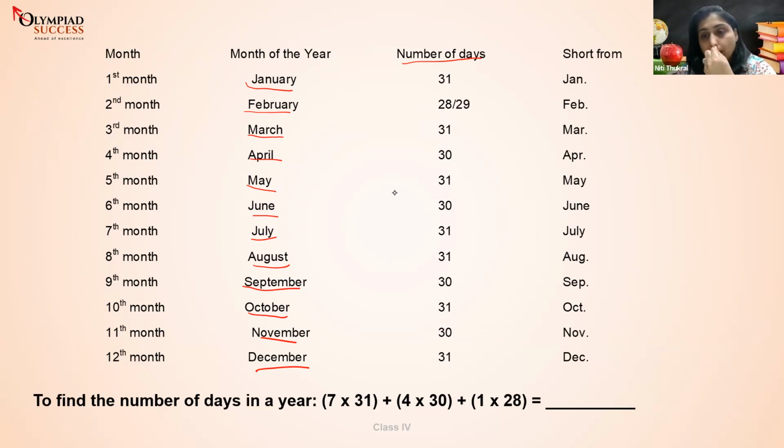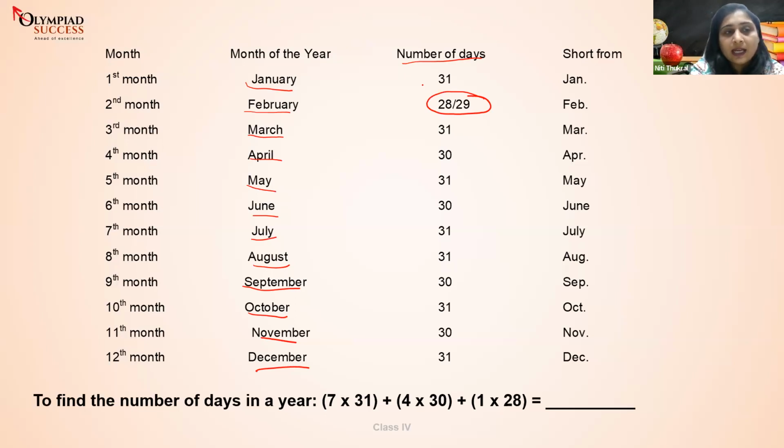Anyone can write it in the chat? Yes, very good. Shitij, yes, because the year will change. December belongs to the previous year and January will come to the next year. Very good, children. Lovely. So now you can see that only February is having 28 and 29 days.